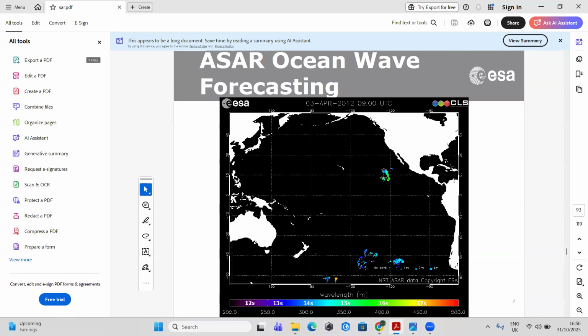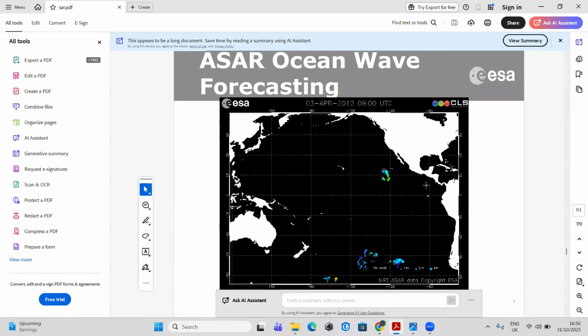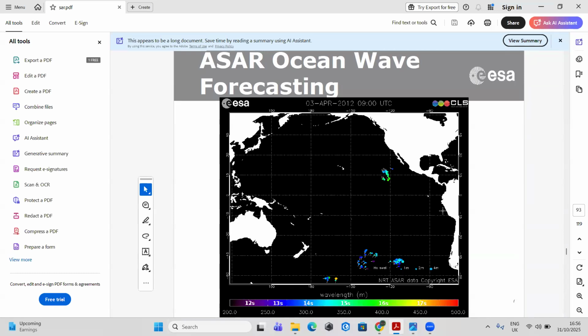This is one of the applications. Like on the beaches you have seen there are waves, but very high ocean waves can also be detected using SAR because there is a difference of elevation. SAR works on the principle of elevation. It can differentiate the elevation.